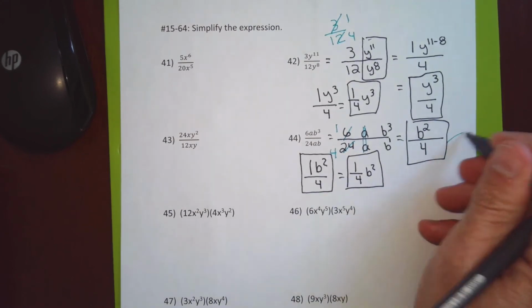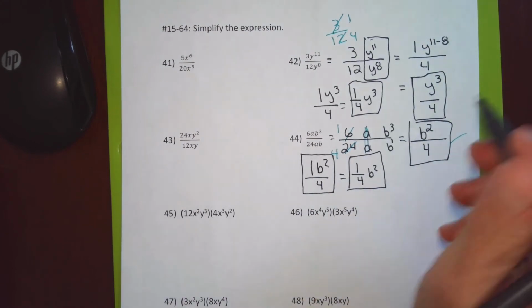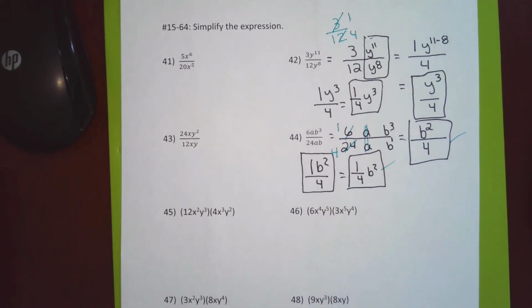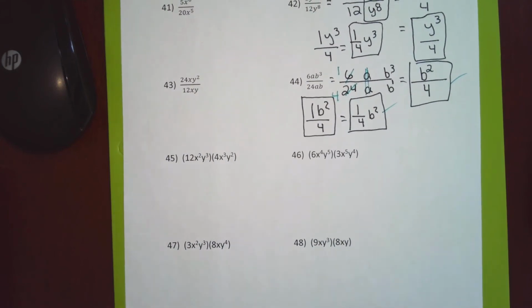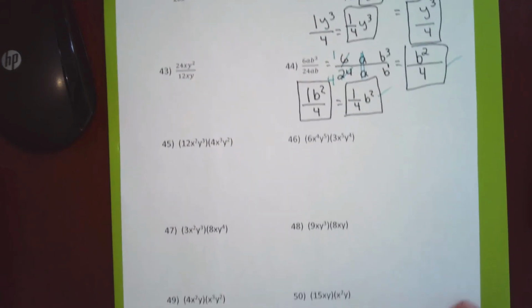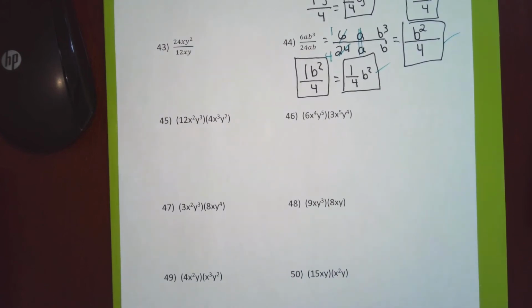This is probably what I would instinctively write in an algebra class. This is what I'd probably instinctively write in a calculus class. We don't need to worry about calculus right yet. The next few problems, 45 through 50, are straight multiplications. This is kind of easy.